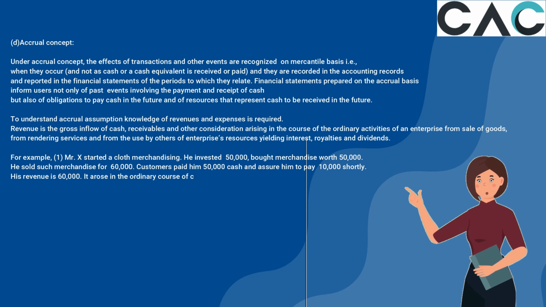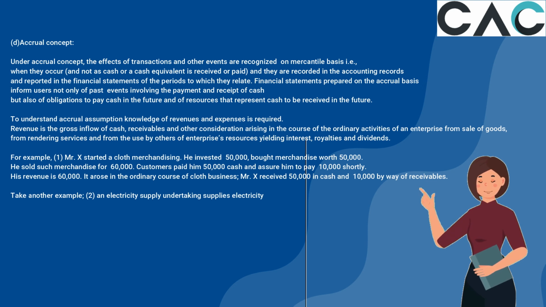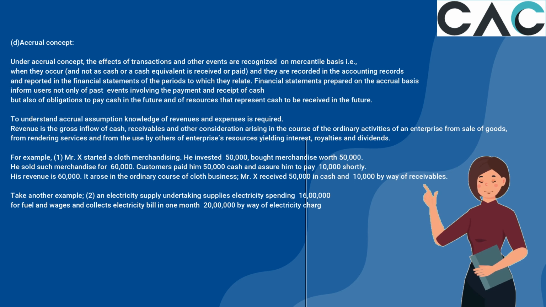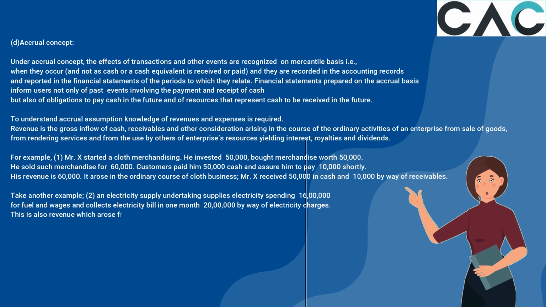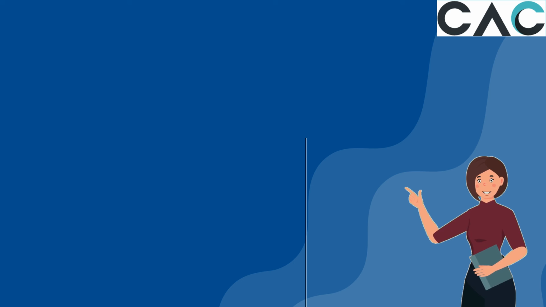Take another example. 2. An electricity supply undertaking supplies electricity spending 16,00,000 for fuel and wages and collects electricity bill in 1 month 20,000,000 by way of electricity charges. This is also revenue which arose from rendering services. Lastly, 3. Mr. A invested 1,00,000 in a business. He purchased a machine paying 1,00,000. He rented it for 20,000 annually to Mr. B. 20,000 is the revenue of Mr. A. It arose from the use by others of the enterprise's resources.